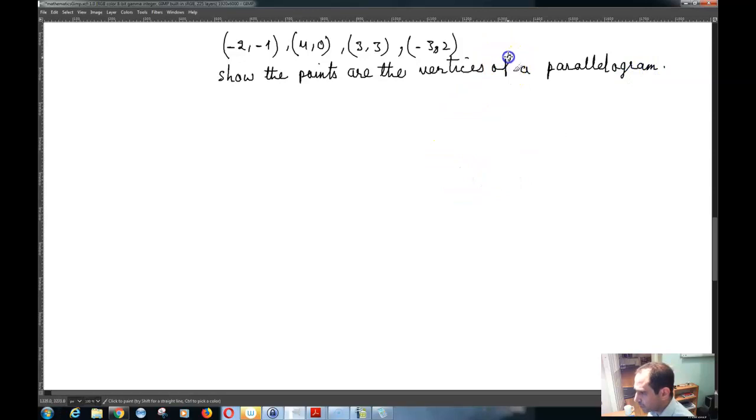So first, we need to be clear about what a parallelogram is. Basically, a parallelogram is very simply a quadrilateral in which these two sides are parallel and these two sides are also parallel. This condition is enough for a quadrilateral to be a parallelogram.